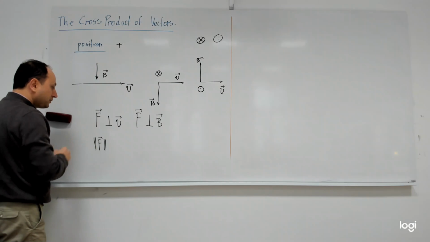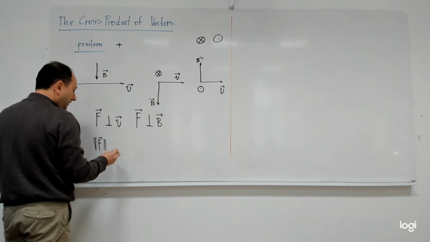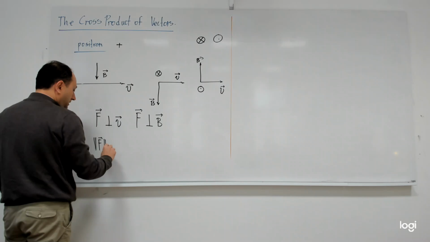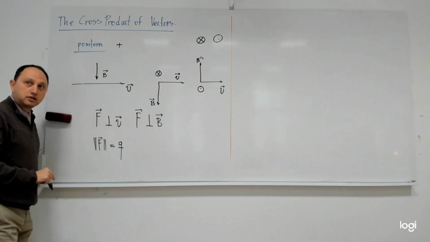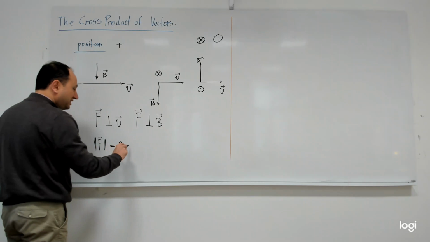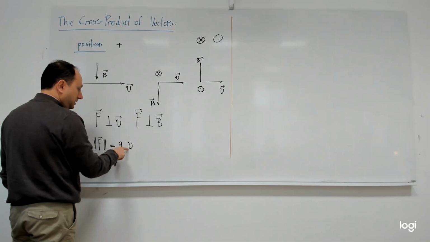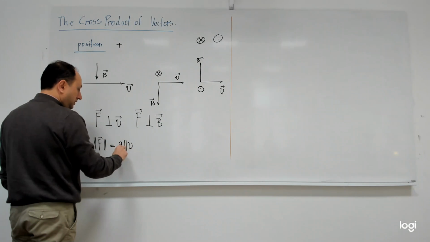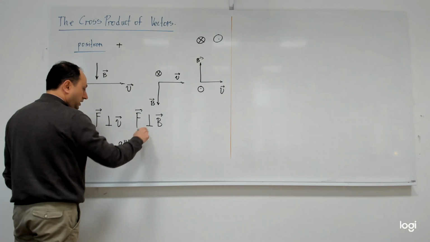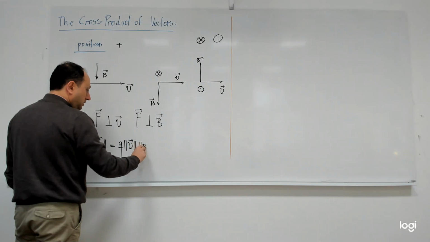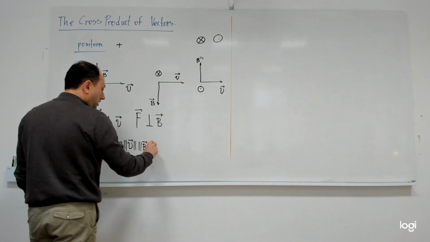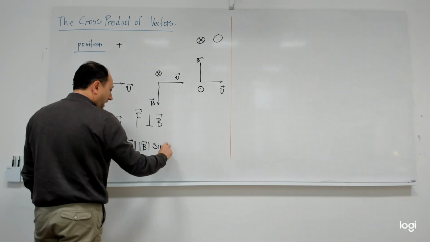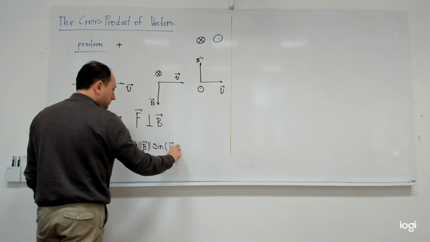It turns out to be this: the value of your electric charge, multiplied by the speed, not velocity, the magnitude of the velocity, multiplied by the magnitude of the magnetic field, and multiplied by the sine of the angle between these two vectors.